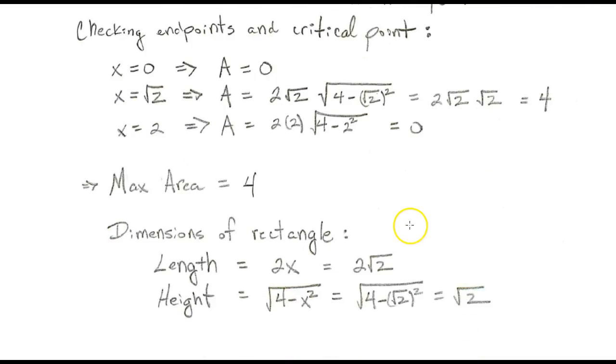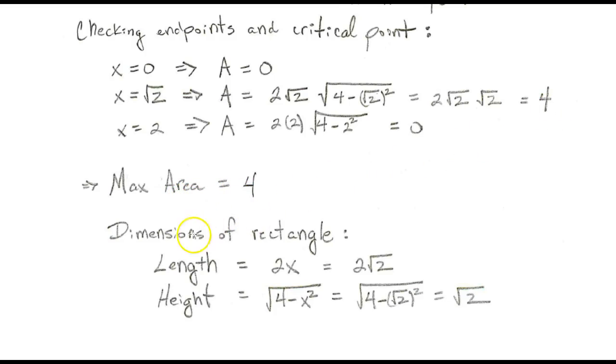Check in the endpoints and the critical point. Check at x equals 0 and x equals 2. Intuitively, we already saw that the area becomes 0. Plug it in, though, to the area function. You get 0. So at x equals square root of 2, the only critical point, area is 2x, which is 2 square root of 2, times the square root of 4 minus x squared, which is 4 minus 2, so another square root of 2. So this whole thing comes out to be 4. So that's your maximum area.